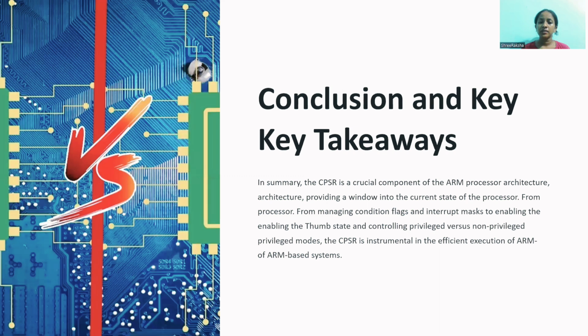Conclusion. In summary, the CPSR is a crucial component of ARM processor architecture, providing a window into the current state of the processor. From managing conditional flags and interrupt masks to enabling the thumb state and controlling privileged versus non-privileged mode, the CPSR is instrumental in efficient execution of ARM processor-based systems.